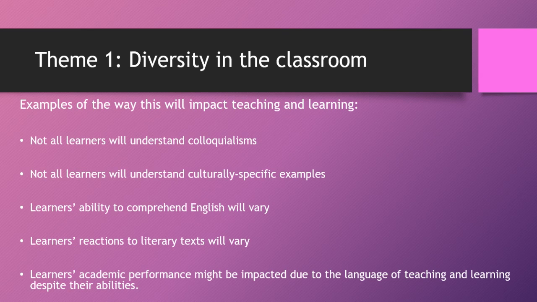Now, learners' academic performance might be impacted due to the language of teaching and learning despite their abilities. What we mean here is just because a learner does not do well in English does not necessarily mean they are struggling academically. The struggle could come not from their academic abilities, but from their ability to understand the language of teaching and learning. That is a very important aspect of diversity to remember. And that brings us to the end of diversity.